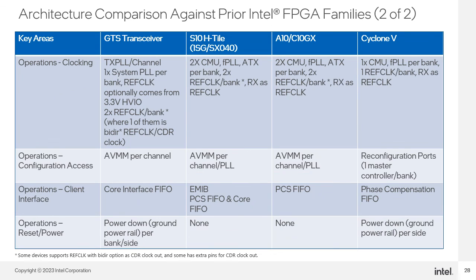Here are some more differences. Main points about GTS transceiver are independent TX PLL per channel, system PLL per bank, and an additional option of a reference clock coming from HVIO.